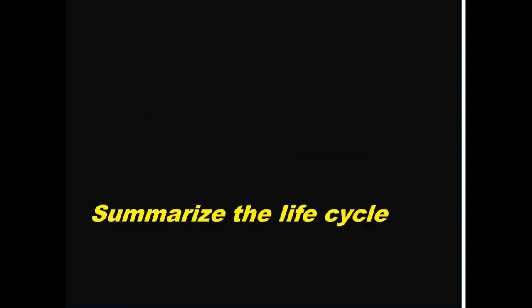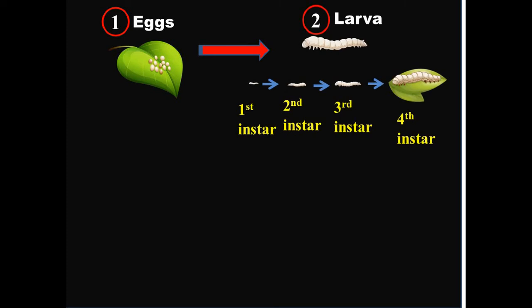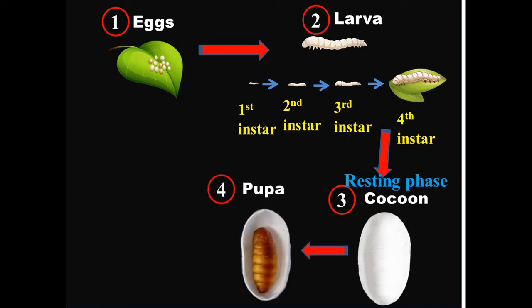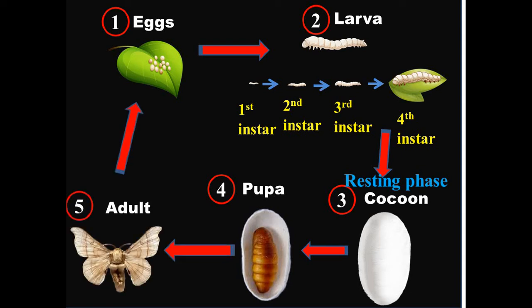So, let us now summarize the complete life cycle once more. First is the egg stage. From the eggs, we get the larvae, in which the larvae pass through several instars. Now, from the larval stage, it enters the resting phase, where it forms the cocoon. And after few days, the larva stops moving and starts developing the organs, which is known as the pupal stage. And finally, the pupa develops into an adult moth and comes out of the cocoon.